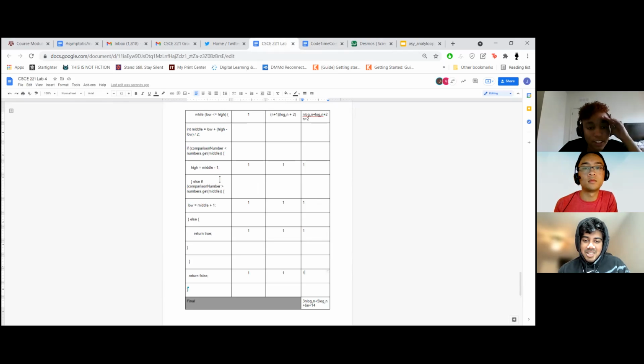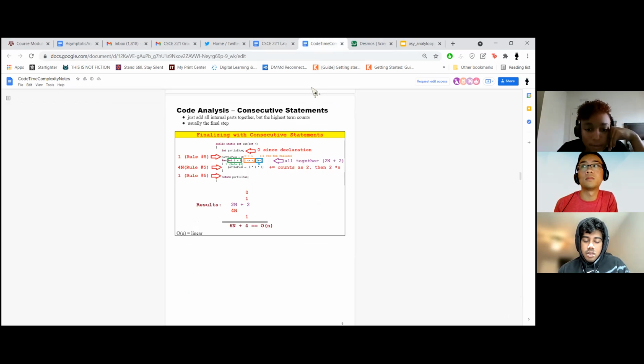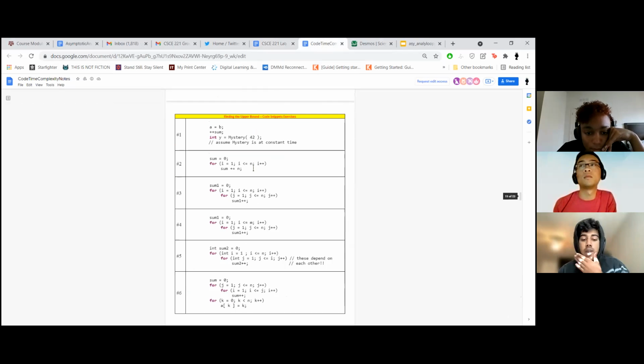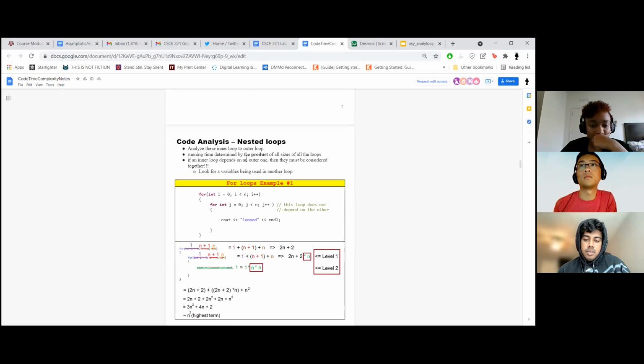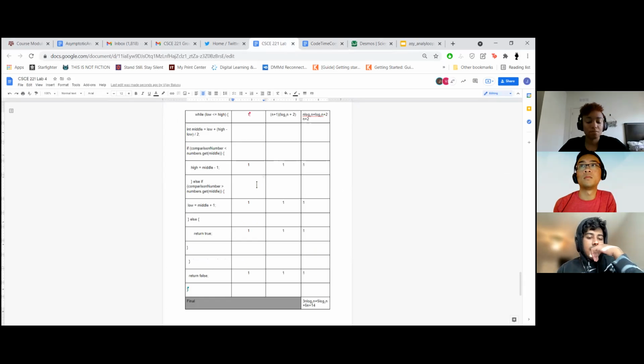For the comparison, where it's like if something is greater than or less than, is that one? While low is less than or equal to high. Is that n plus 3?